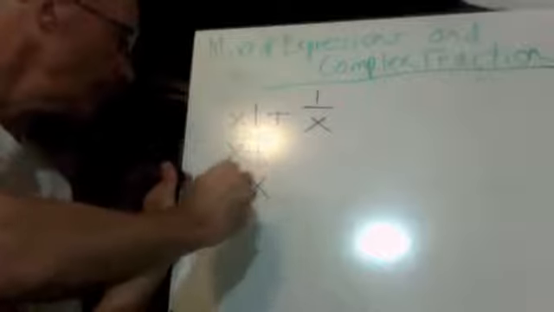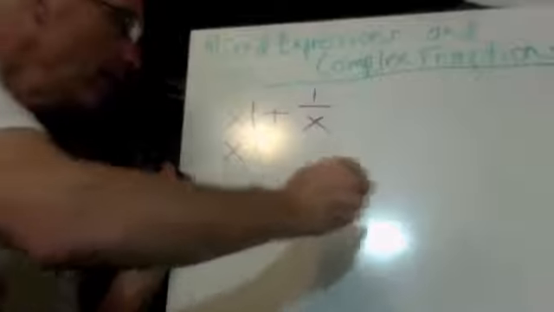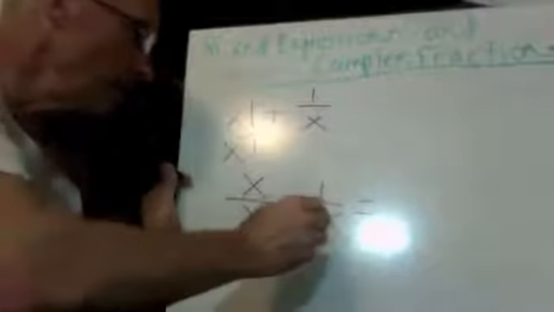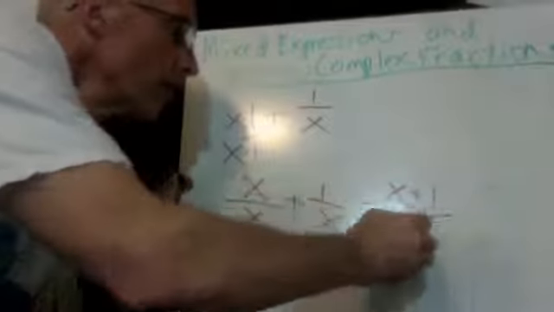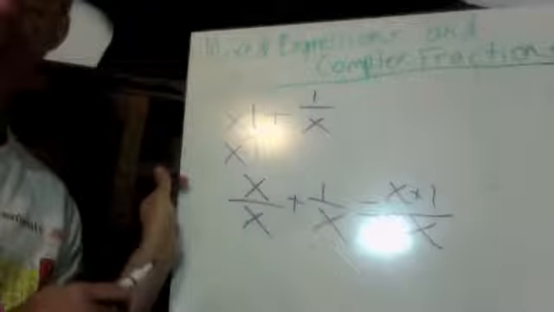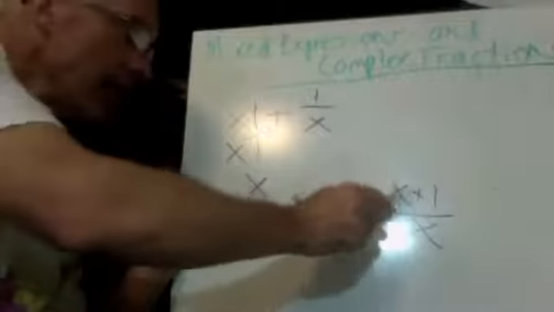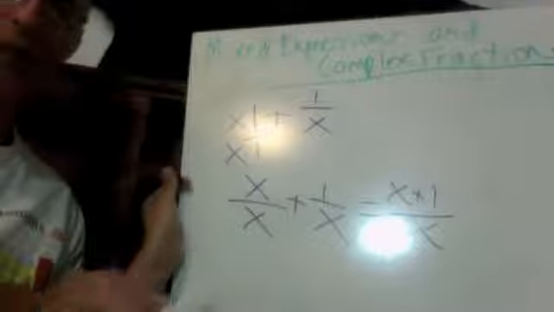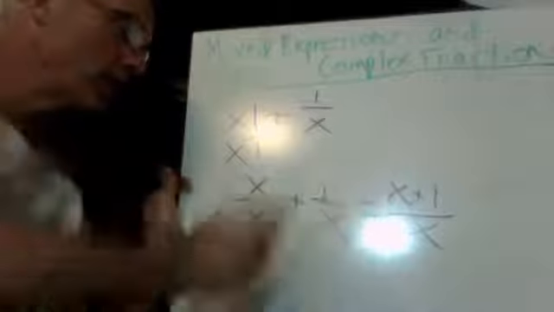So I end up with, if I rewrite this, x over x plus 1 over x. Common denominators now. Numerator adds to numerator. And I keep the same denominator. So x plus 1 over x. Does that make sense? Here's a little tricky question. Can you cancel the x over x? You know that you can't, right? That's not a factor of this. It's just one of the terms.